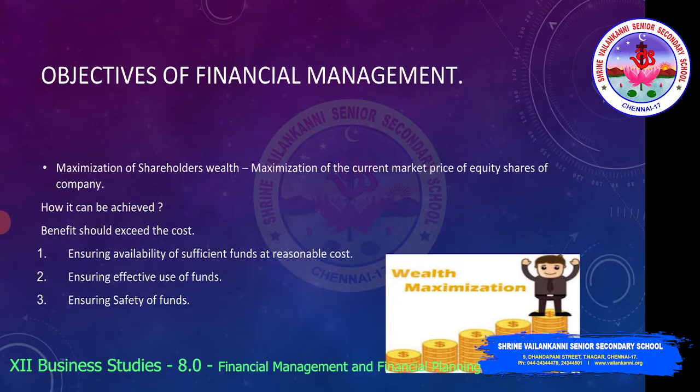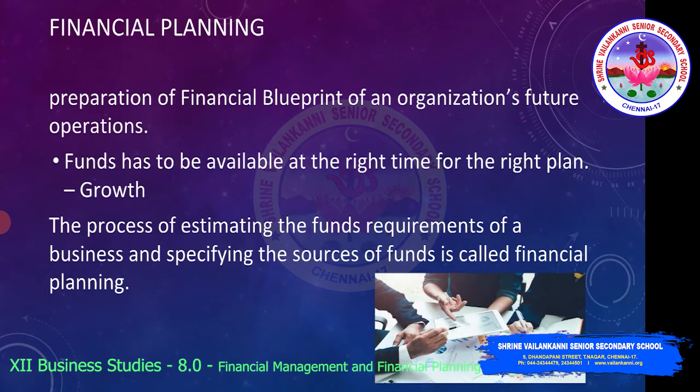One is ensuring availability of sufficient funds at reasonable cost. Then ensuring effective use of funds. You have to use the funds effectively. And then ensuring safety of funds. So these are the objectives of financial management.